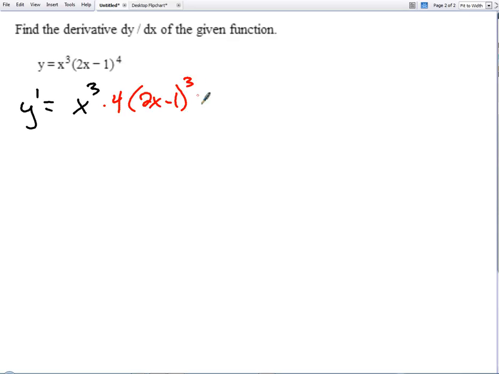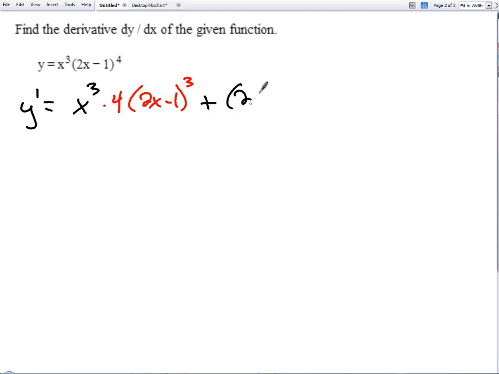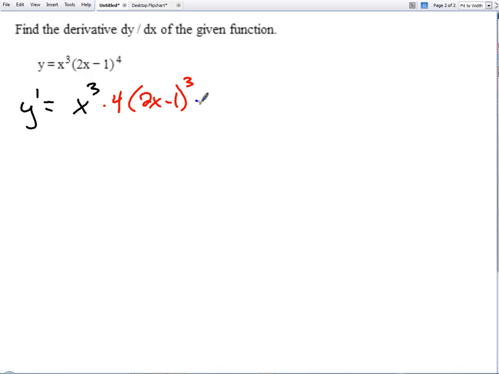Okay, good. So there's first times derivative of the second plus second. You have to go one more chain. Oh, whoops, I'm sorry. Forgot the second layer. Okay, sorry about that. So what's the derivative of the inside? 2, there we go.